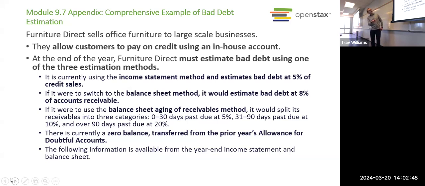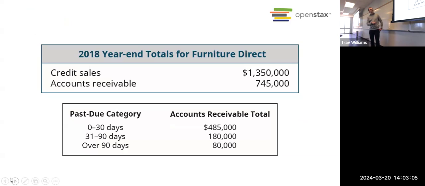All right, and we have to estimate bad debt by either the income statement method, the balance sheet method, or the aging method. There is currently zero balance in allowance for doubtful accounts. Good, that makes it easy. This is our credit sales, our accounts receivable. This is our aging.